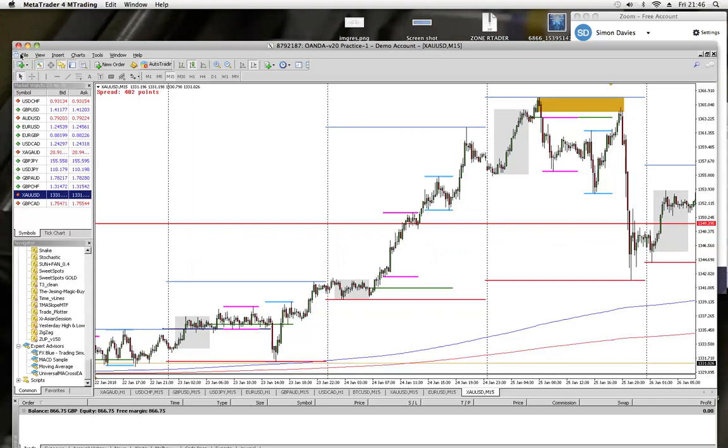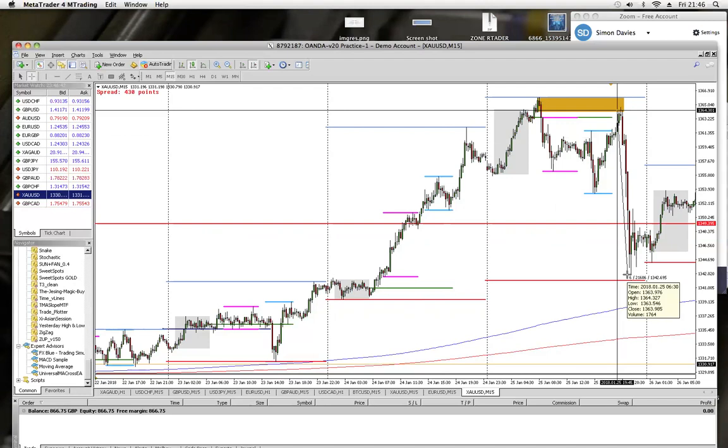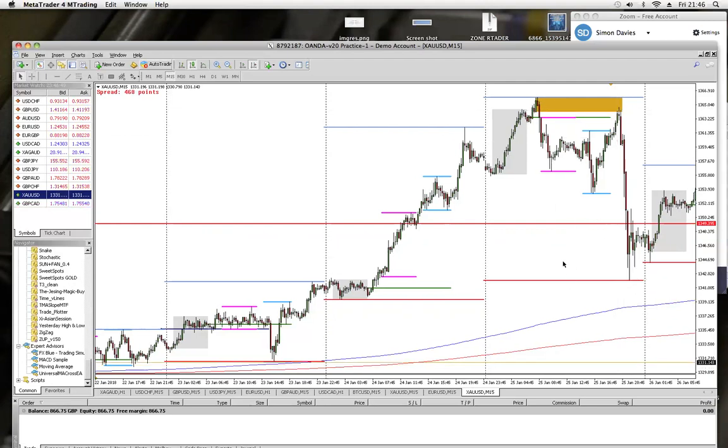You could sell it there off ICT. It's insane how gold moves. How many pips is that? Is that only 216? Because it's a digit. I caught 70 of that. Cool.